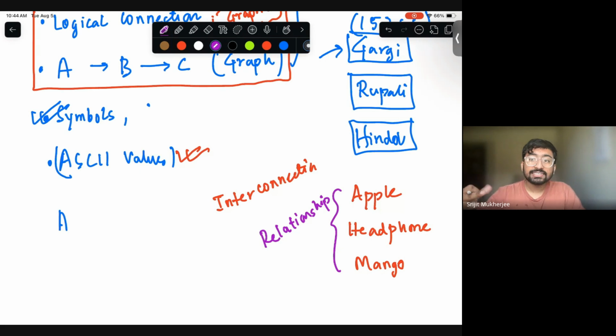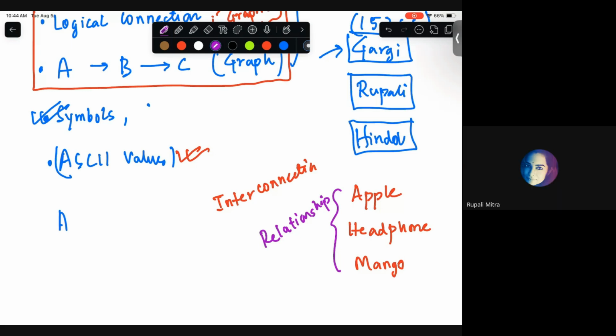The furthermore hint is to take relationships between them. So any ideas? I know you know. I just wanted to get it out of your system, out of your mind. So what relationship? Yes, subject and predicate. Subject and predicate, something like that.